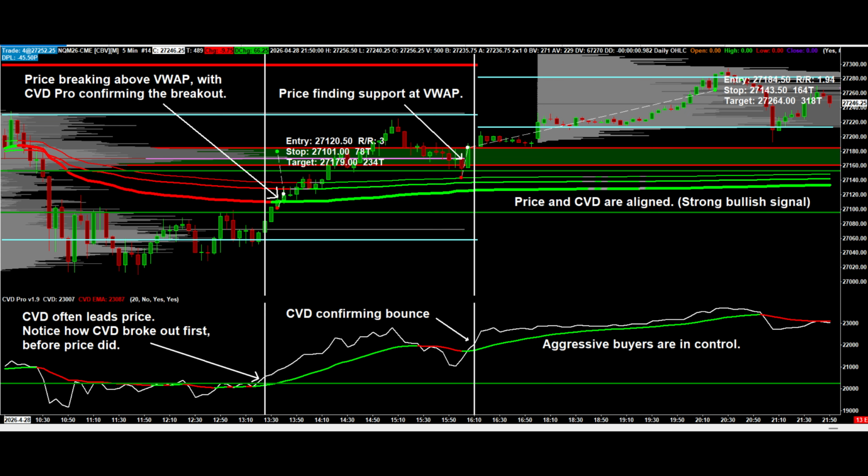But here's the problem. Not every move away from value is real. Some moves are just liquidity grabs, some are inventory correction, and some are failed auctions. Some are even emotional breakouts that run directly into absorption. That is where CVD Pro becomes very useful.